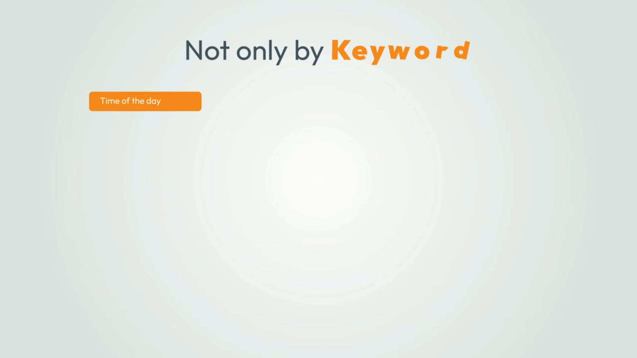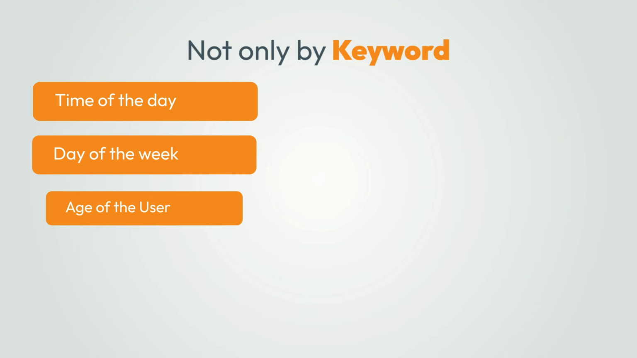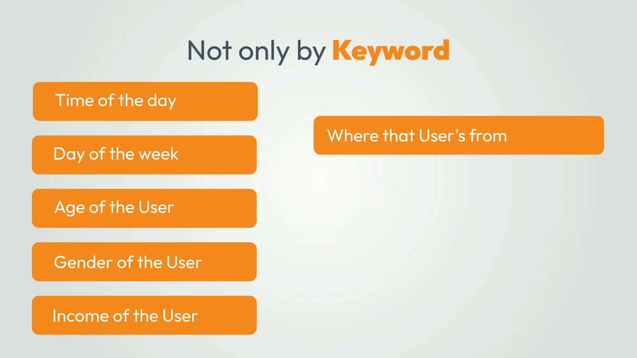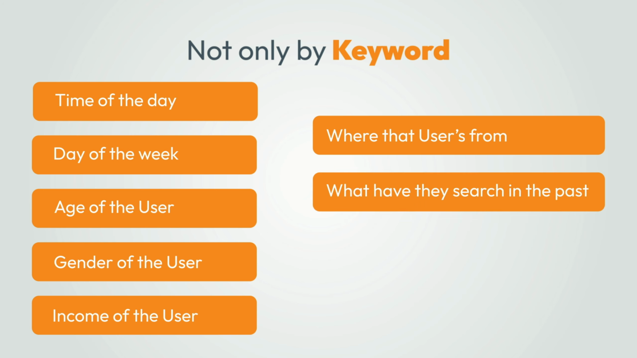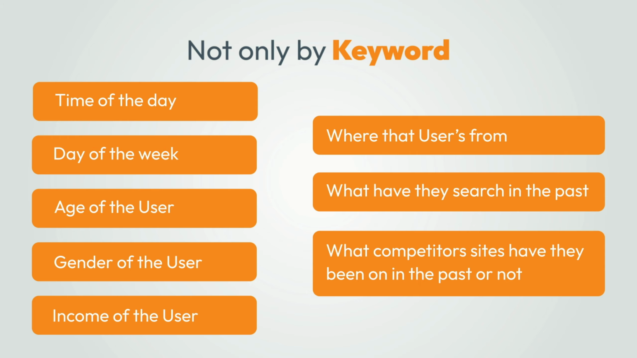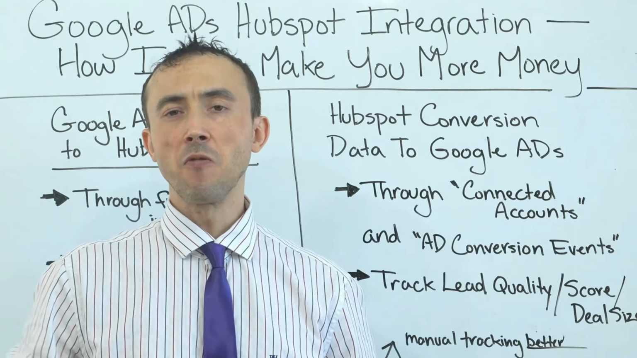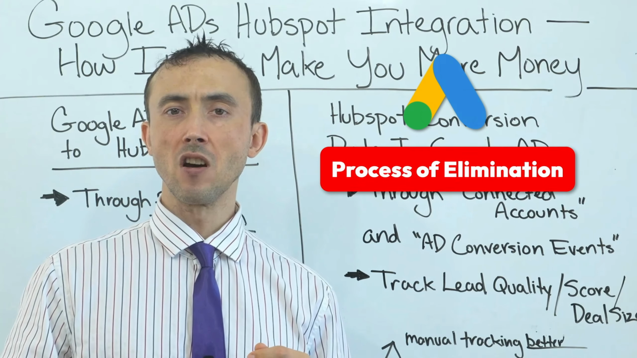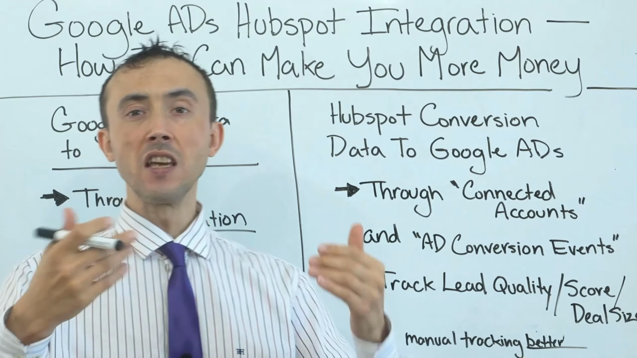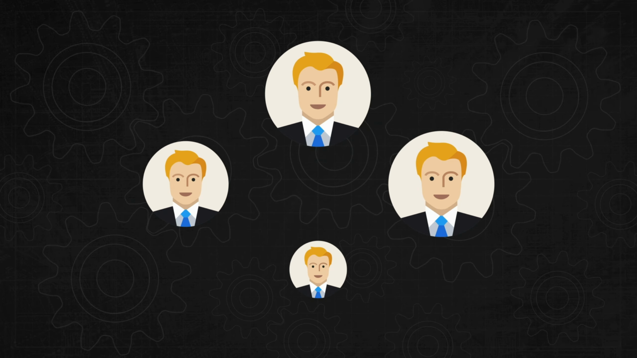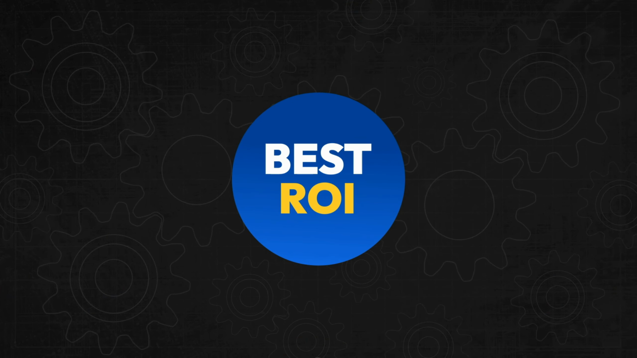Not only by keyword, but time of the day, day of the week, age of the user, gender of the user, income of the user, where that user's from, what they've searched in the past, what competitor sites they have been on in the past or not, and on and on. They find out through a process of elimination on Google Ads' side, who of the leads that they've been giving you turns into a client, turns into the biggest clients you have, gives you the best ROI, and gets you more results in the future.